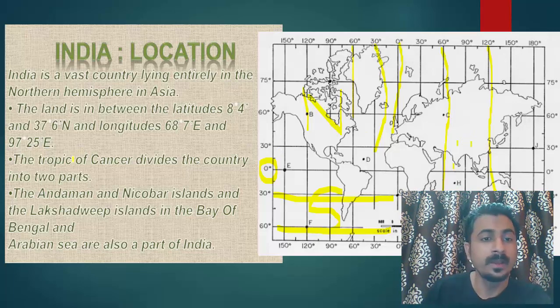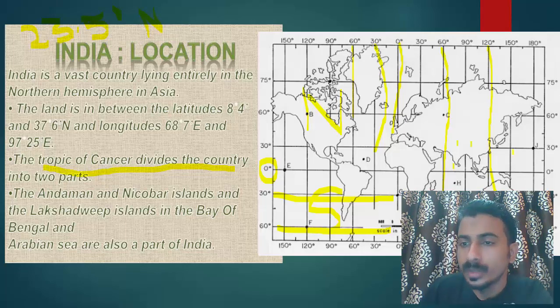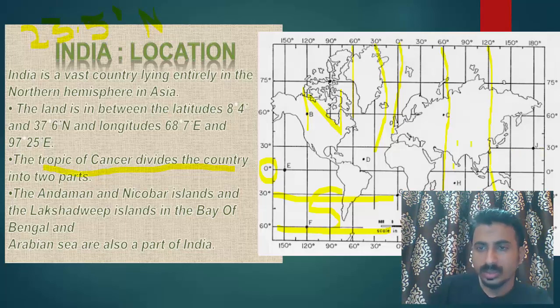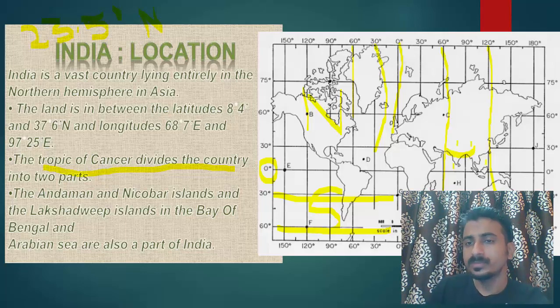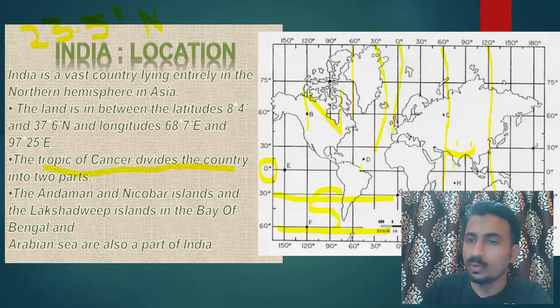Now you understood, okay? Now it is written Tropic of Cancer divides the country into two parts. What is Tropic of Cancer? It is 23.5 degree north latitude. How do you know? See, this is 30. If you move south, then the number will decrease. So around here from Gujarat, this line goes like this. This is our Tropic of Cancer. So it divides the country into two parts, north and south, and it is this latitude 23.5 degree north.